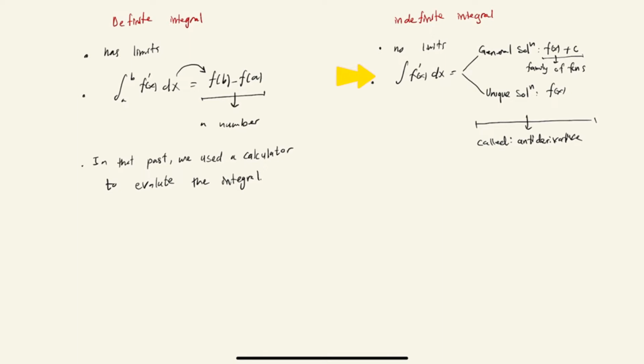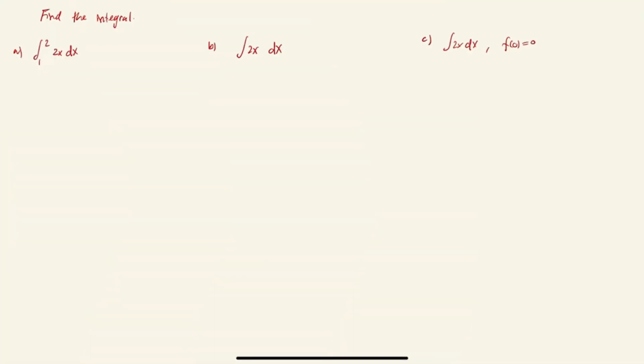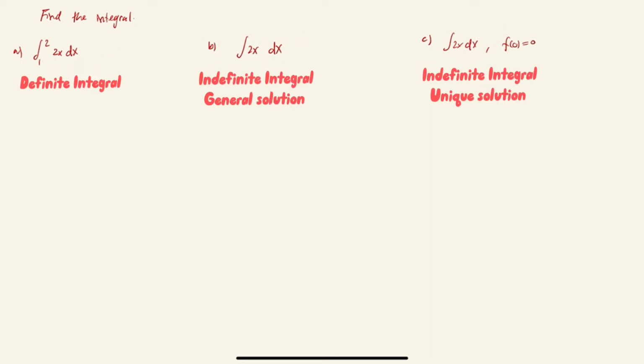The second solution is a unique solution, that is F of x, which is the antiderivative. Here we want to find the integral for a, b, and c. Note a is going to be a definite integral, b and c are indefinite integrals. B is going to use a general solution, and for C the solution is going to be a unique solution.